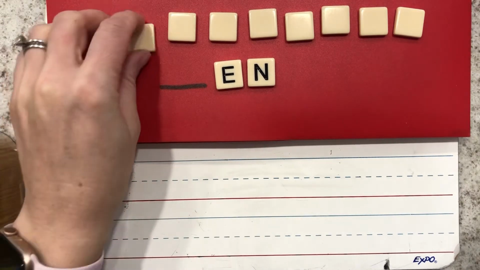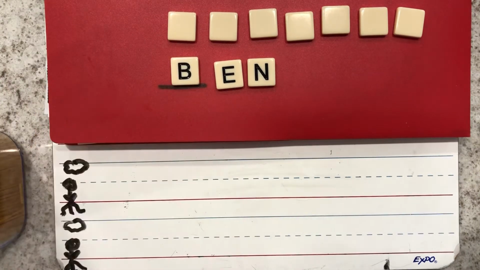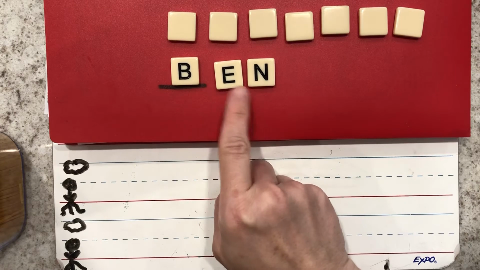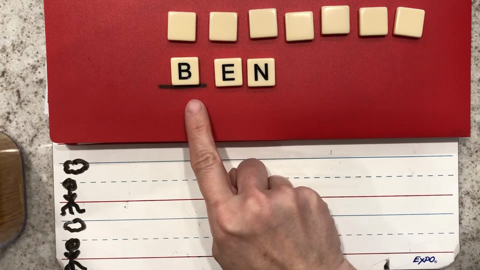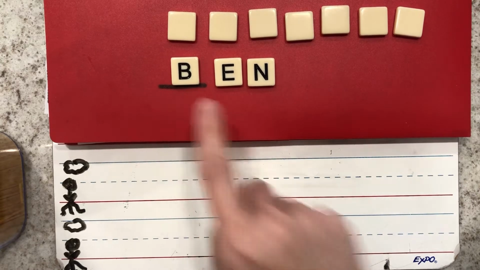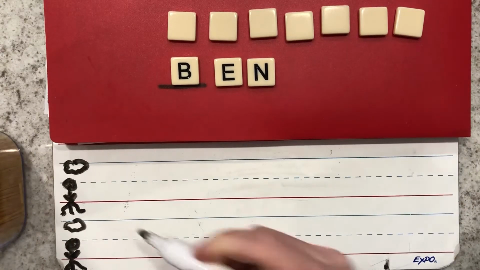So our first letter we're gonna flip over is the letter B. I've got B, E, N, Ben. We have a friend in our class named Ben. That means that this is a proper noun, so we're gonna have to give it a capital letter when we write it. So it's gonna be uppercase.